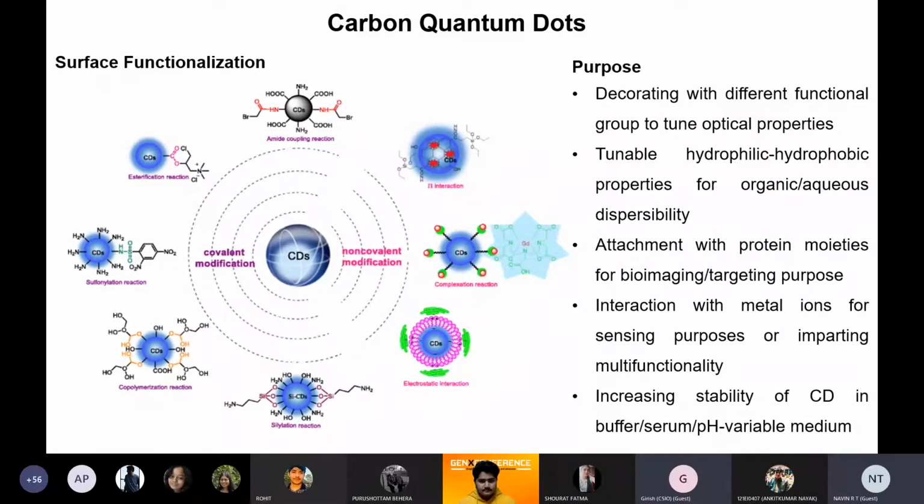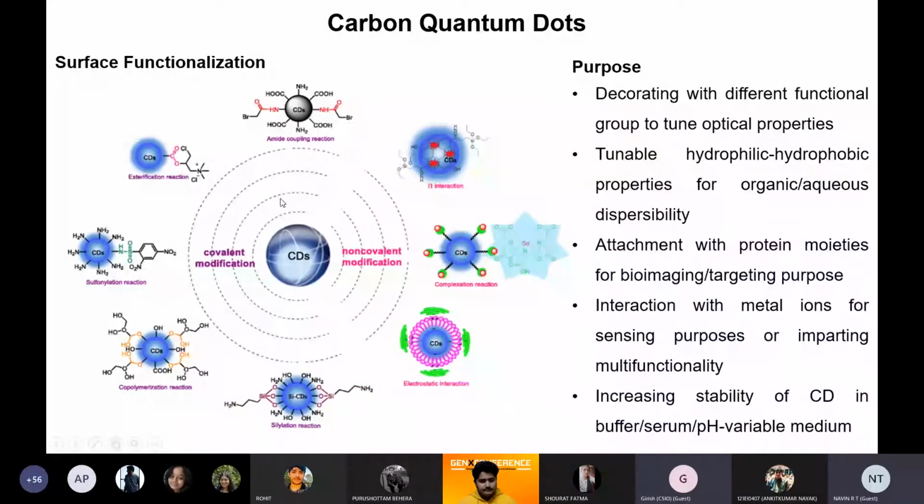So controlling the emission of the carbon dots was one factor that actually helped researchers go into their various applications. When we think from the point of view of biomedical applications, another very important factor that one must keep in mind is the surface functionalization of the carbon dots. There are several methods of surface functionalization. I am not going into details of all of them.